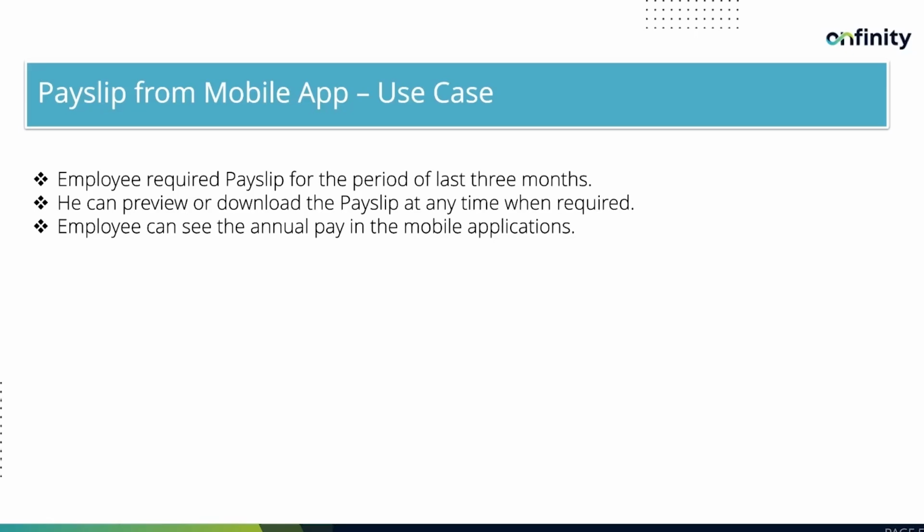Next, we have the payslip, which the user or employee can generate and view from the mobile application. So here we have a use case. An employee requires their payslips for the period of the last 3 months. They should be able to preview or download the payslip at any time when required from the mobile app. Additionally, the employee should be able to see their annual pay information within the mobile application.